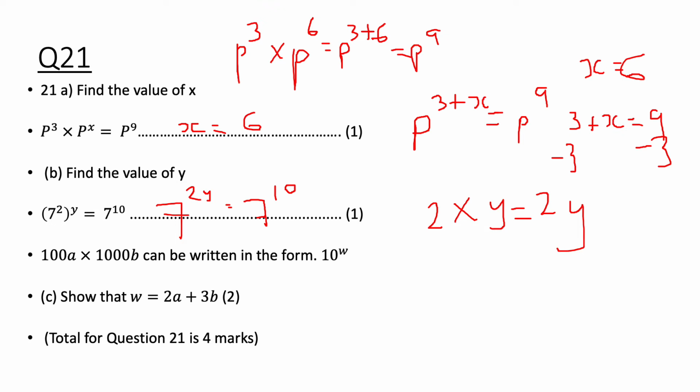Okay, now comparing the powers of 7, I'm going to get 2y equals 10. That implies that y equals 10 divided by 2, which is 5. So y would equal 5, and we can check that. 7 squared to the power of 5, well, 2 times 5 is 10, so it's going to be 7 to the power of 10. So that does confirm that our answer is correct.